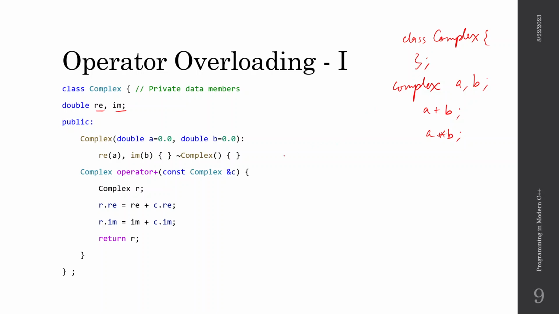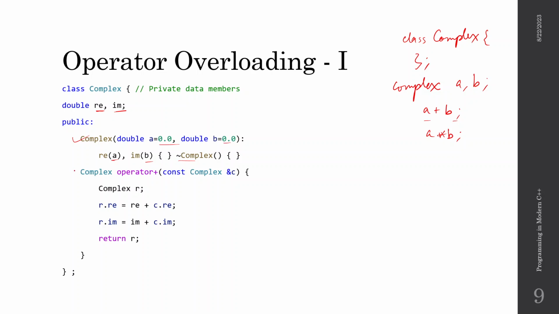So what we can do is define these behaviors. We can say that if I write a plus b, and a and b are complex objects, then what does it mean, and how should the compiler manage that? We can define that behavior with the help of operator overloading. In this case, this complex class is there, and we have the two data members, and then we have a constructor which takes default values 0 and 0 and initializes them, and there is also a destructor which does nothing.